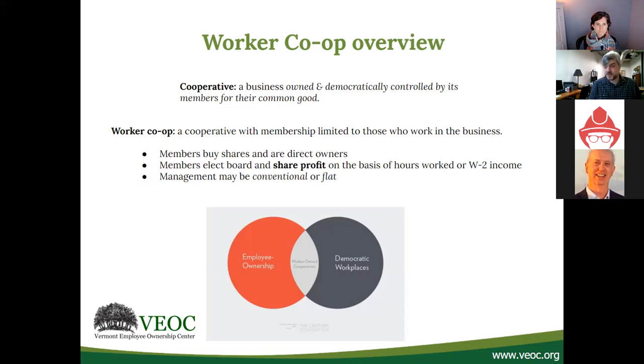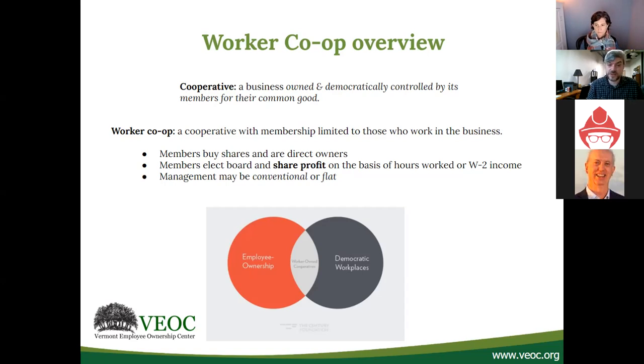So there's food co-ops, kind of consumer cooperatives, there's producer co-ops, like, say, Cabot, farmer cooperatives. And then there's worker cooperatives. And the idea with a worker cooperative is its membership is limited to those who work in the business. So in this case, members actually do buy a share and are a direct owner of the business. Although, as we'll see, the share is not actually connected to the market valuation of the business, to make it accessible to the broad workforce.